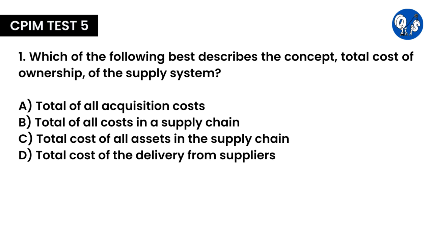The total cost of ownership of the supply system is the total of all the costs associated with every activity of the supply stream. The acquisition costs tend to be a small portion of the total cost. Some of the indirect costs include inspection, handling, warehousing, insurance, etc.